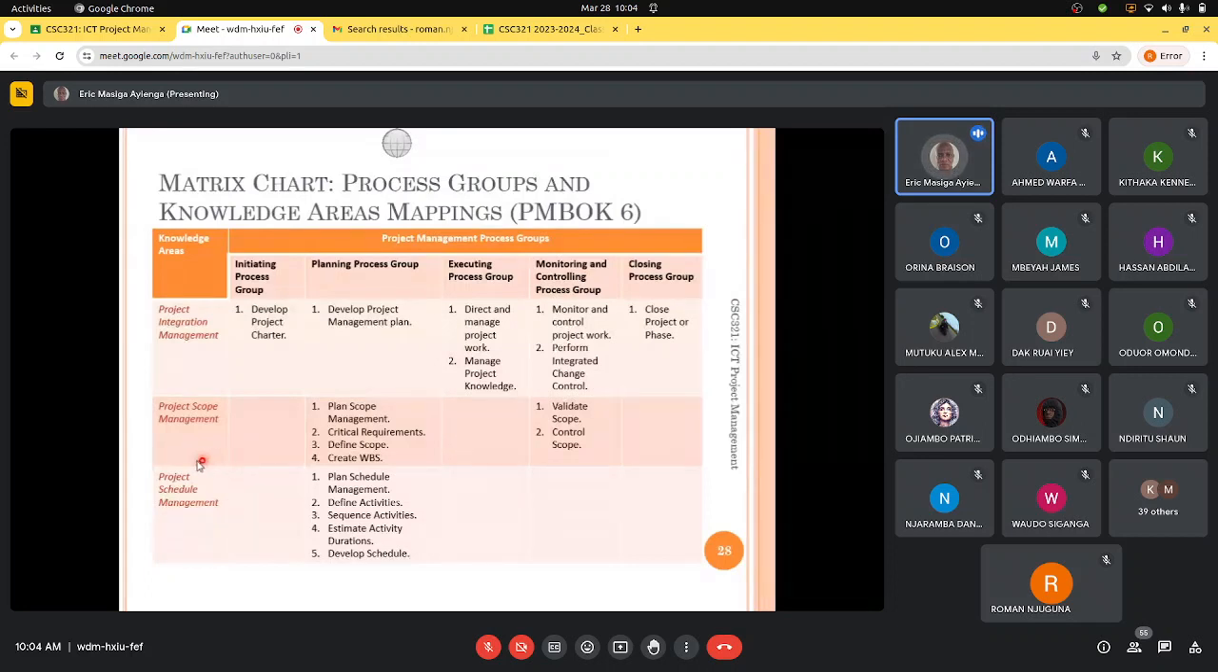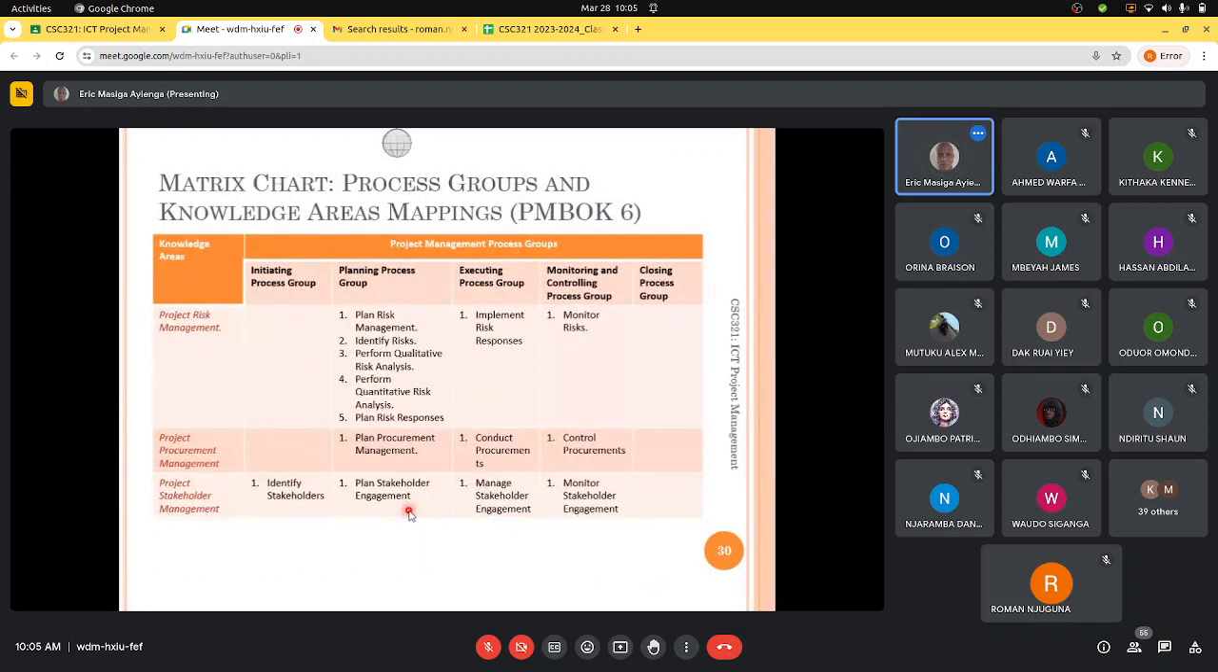And in project schedule management, because this knowledge area is only dealing with managing the schedule, we shall only have the planning process group, where they will plan the schedule management, define activities, sequence activities, estimate activity durations, and then develop the schedule. And so this goes on until we reach the project stakeholder management.